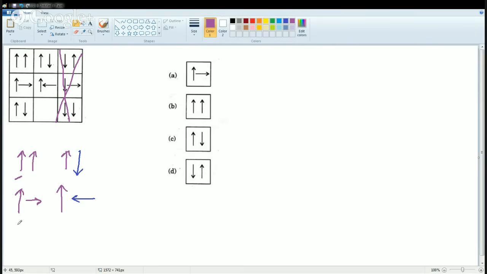Now again, the question says this and this. So what would happen? This would remain the same. The other one would reverse. So it would be this. So this is the correct answer. In this case, B is the correct answer. Let's move on to the next question.